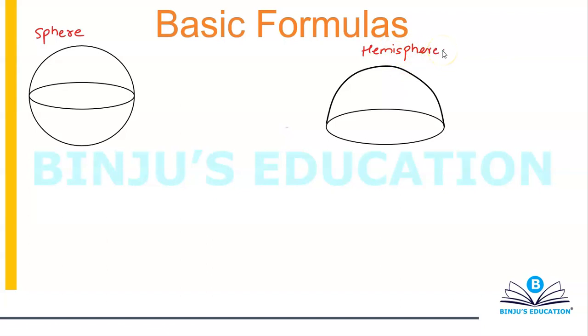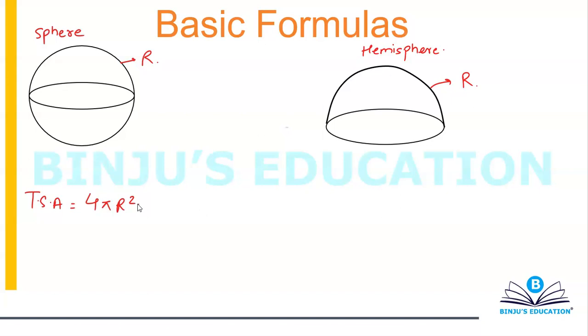These two are relatively simple. So let's consider a sphere having radius r and a hemisphere, again with radius equal to r. When you talk about the total surface area of a sphere, it is equal to 4 pi r square.